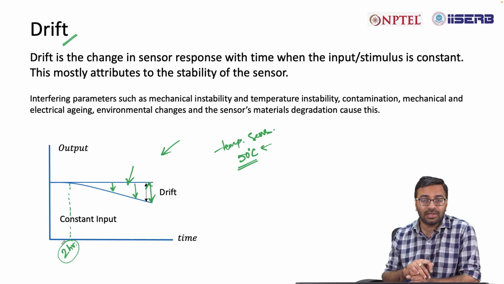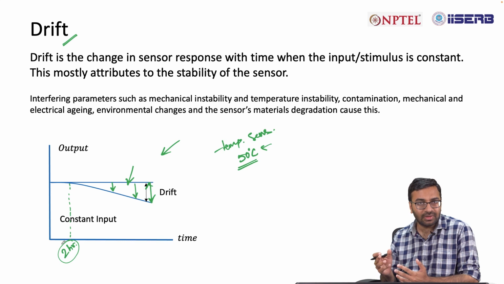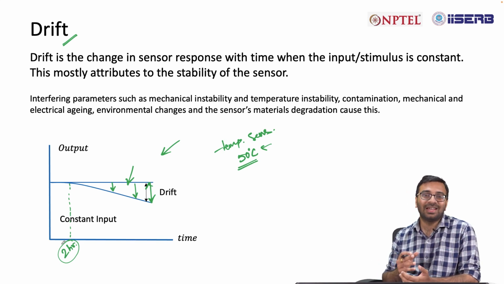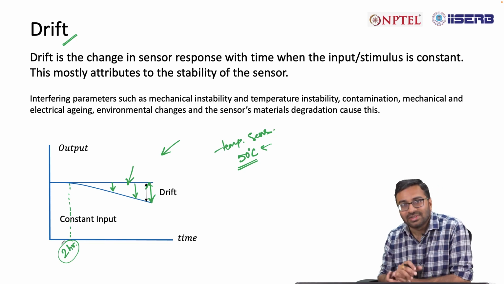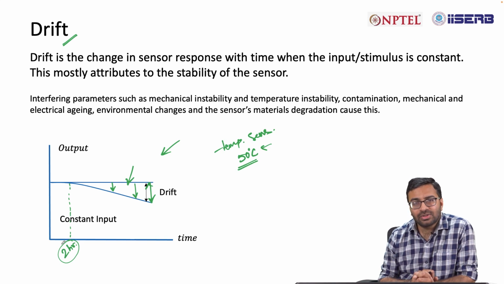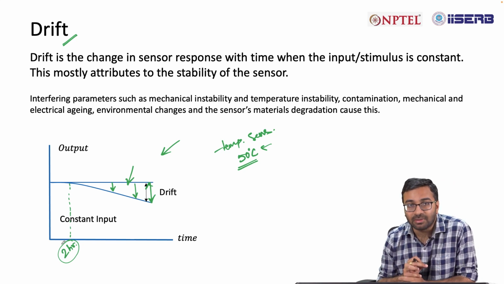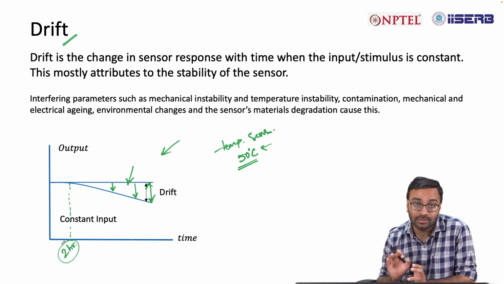Again, drift can be very random, drift can be predictable. So if it's a random drift, it's very difficult to work with. If it's a predictable drift, then you can work with that sensor. Okay. So again, generally speaking, drift is not something which is desirable, but that doesn't mean that a sensor having drift can't be used at all. It depends on the application again.